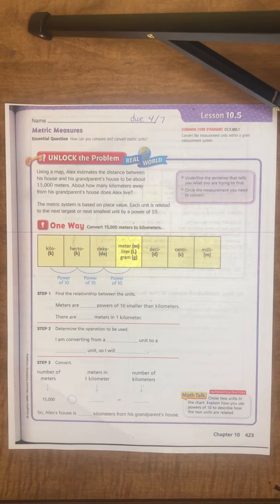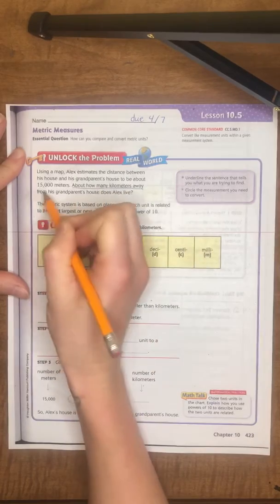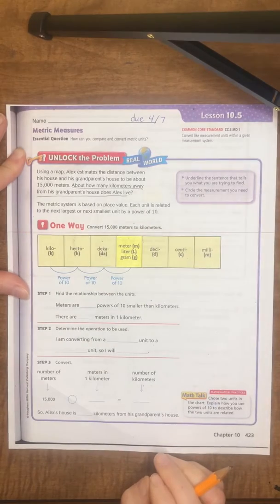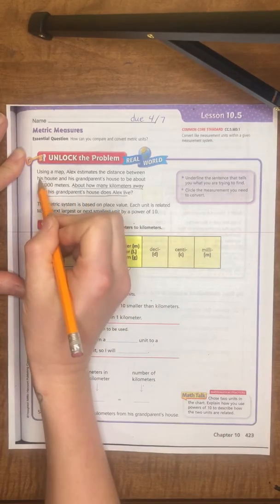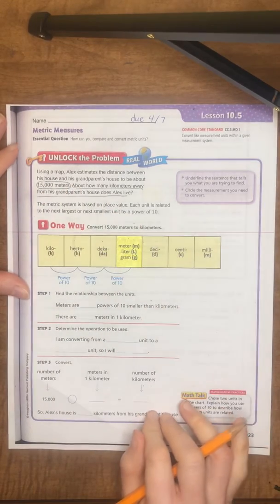Okay, so the real world problem: using a map, Alex estimates the distance between his house and his grandparents' house to be about 15,000 meters. About how many kilometers away from his grandparents' house does Alex live? Underline the sentence that tells you what you are trying to find. You're trying to find about how many kilometers away from his grandparents' house Alex lives. Circle the measurement you need to convert. We need to convert 15,000 meters to kilometers.